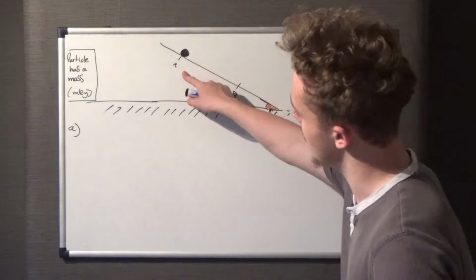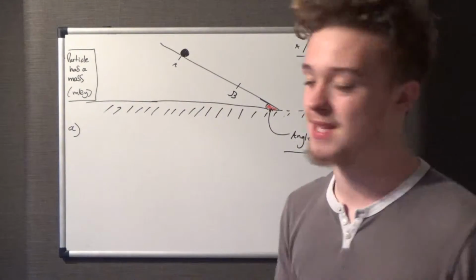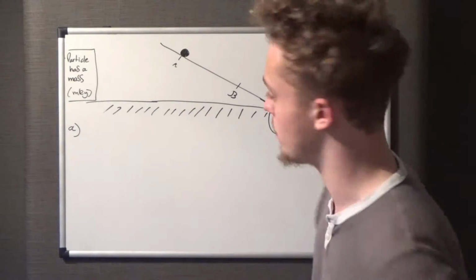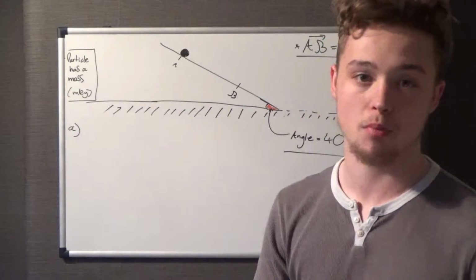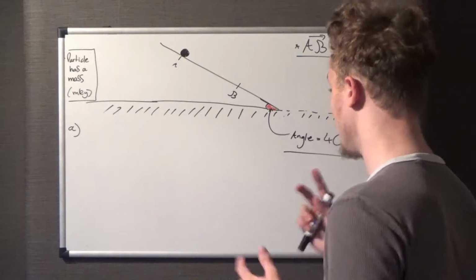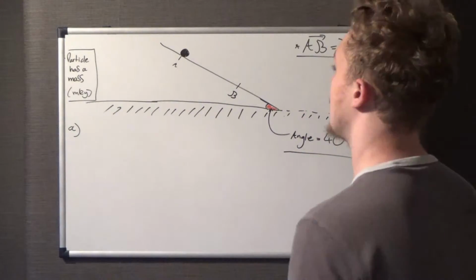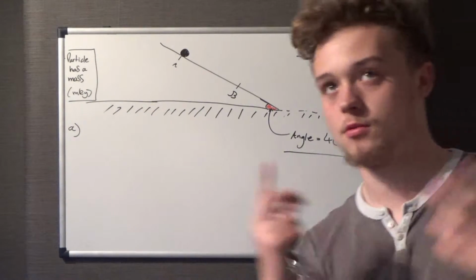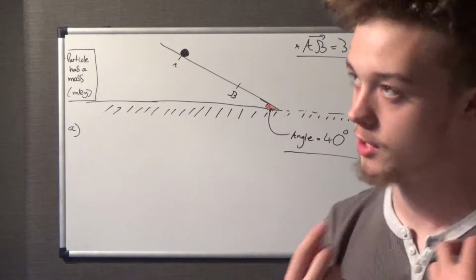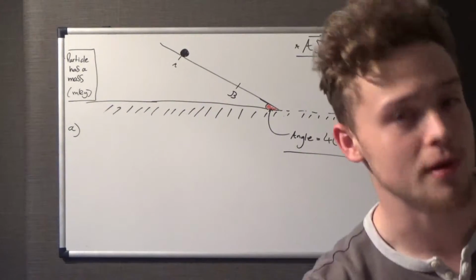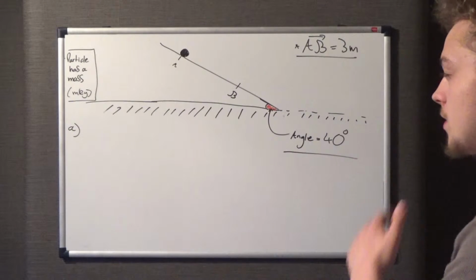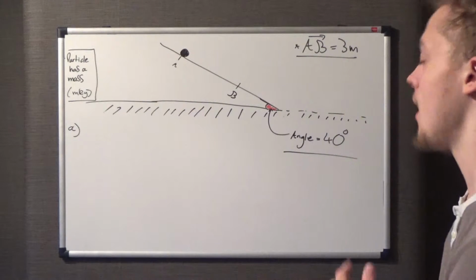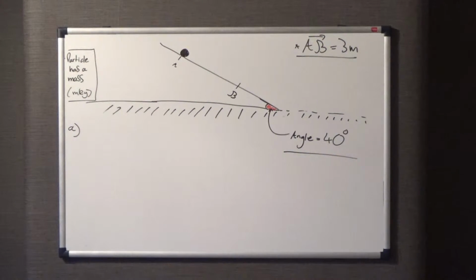We've got this point where the particle P, which has a mass of m kilograms, in other words, we're not told the mass. Okay, it's being rested at point A. We're told there's this other point B on the inclined plane, which is 3 meters away. So it's 3 meters from A to B, and the angle's 40 degrees.